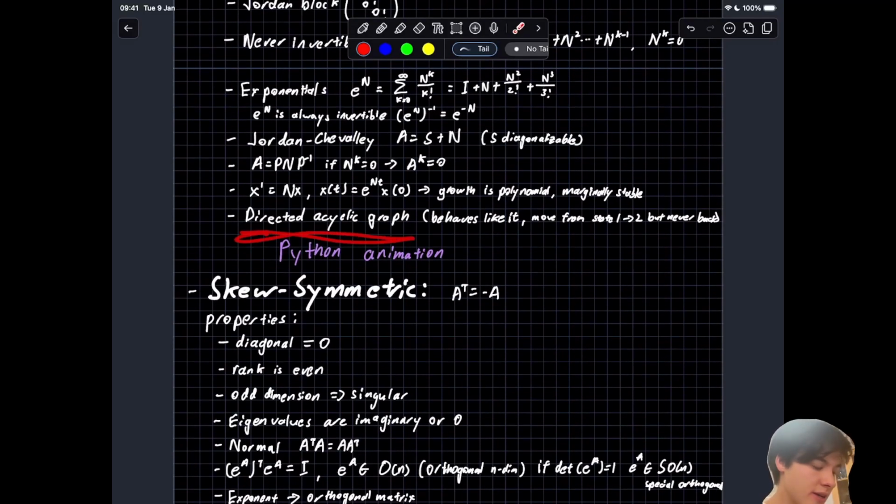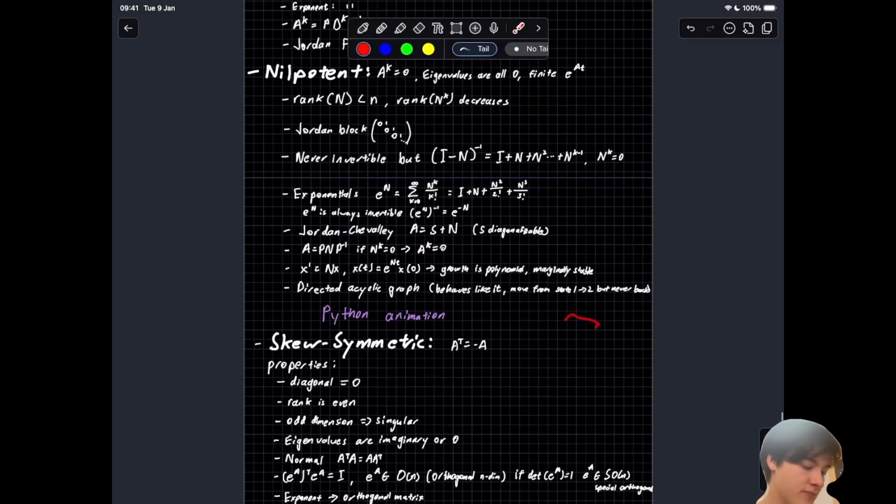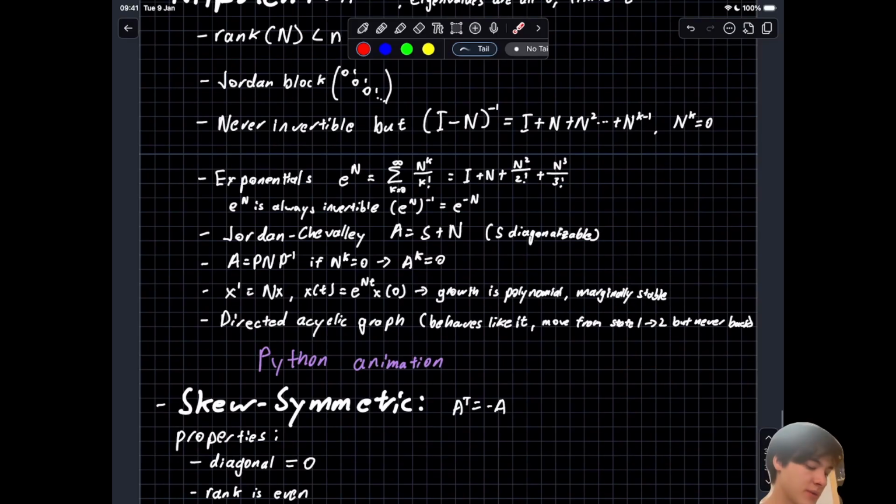And it's basically what this represents, a directed acyclic graph. What it means is the variables move from one state to another, but they cannot go back. And actually I have a Python animation for this as well. So let's look at that.